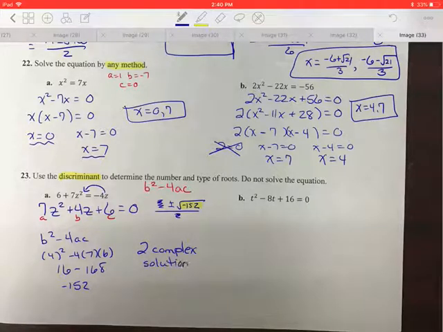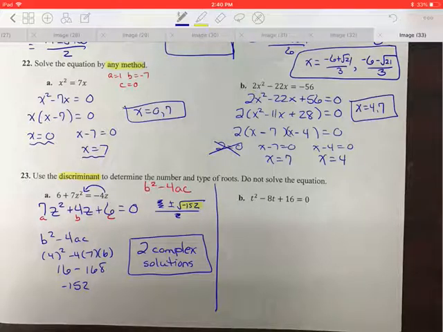You can also say imaginary, or you can say two answers with i in it, however you describe it, that's fine. So you can say two complex solutions, two imaginary solutions. But we know if the discriminant's negative, we're going to get i's in our answer. All right, so we'll do the same thing here. Now this is already in the correct order, so this is A, this is B, and this is C.